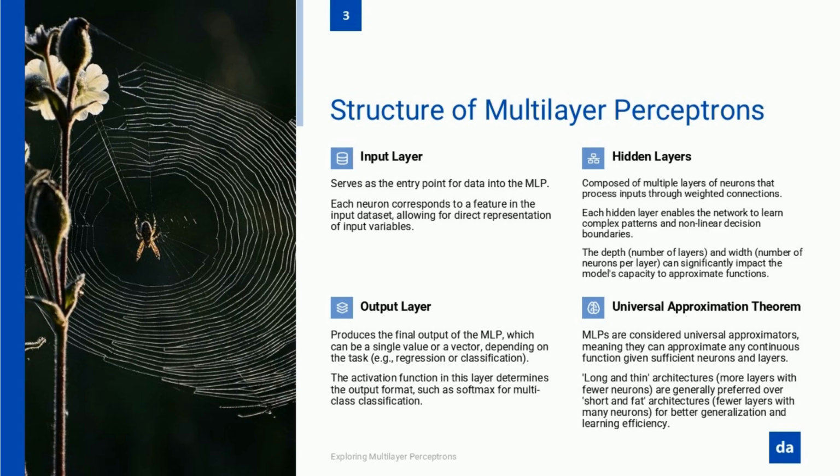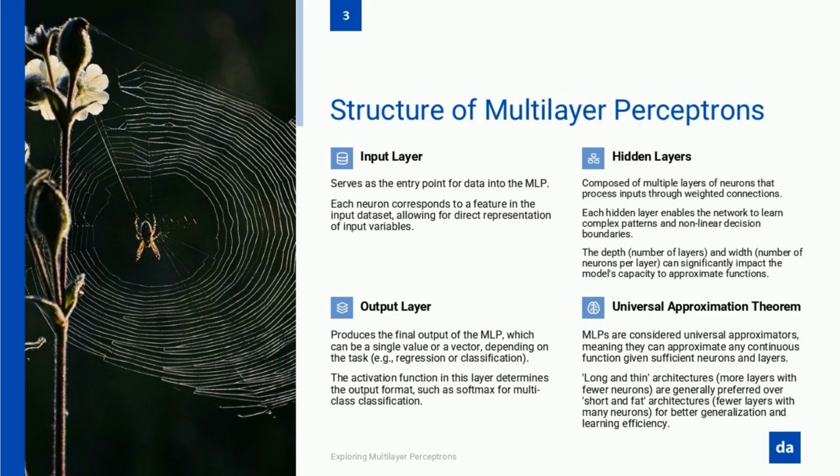And here's a fun fact. MLPs are universal approximators. That means given enough neurons and layers, they can approximate any function, no matter how complex. It's like having a math genius who can solve any problem thrown their way as long as they have enough time to figure it out.